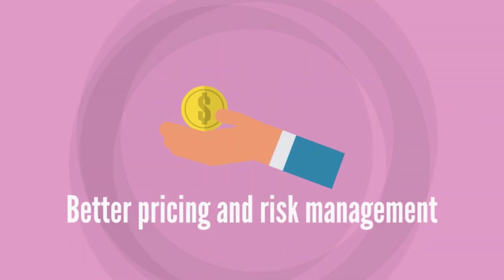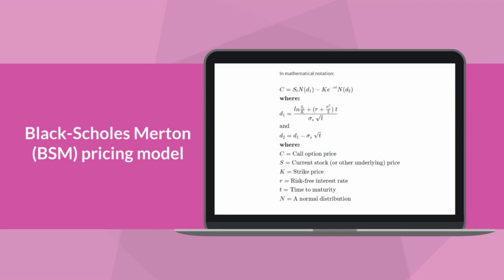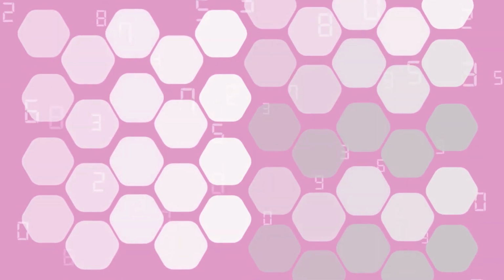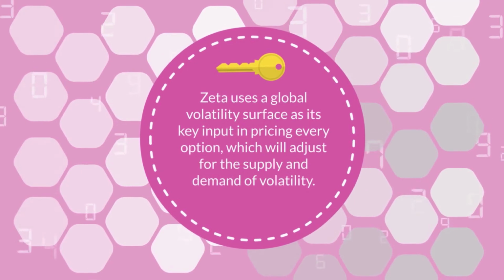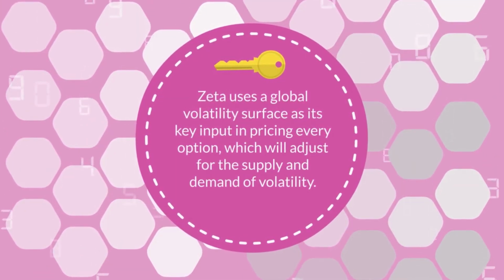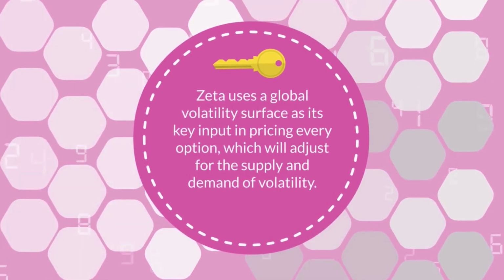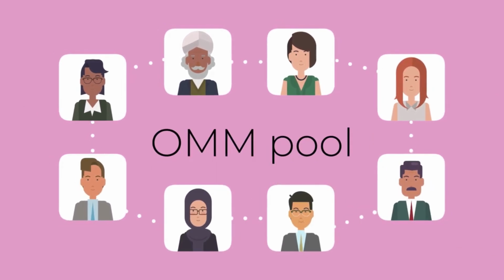Better pricing and risk management. ZETA's OMM uses the Black-Scholes-Merton BSM pricing model to derive prices for options across all strikes. In order to quote market-driven prices and minimize any risk imbalances, ZETA uses a global volatility surface as its key input in pricing every option, which will adjust for the supply and demand of volatility. ZETA allows everyone to participate in the process of market making by depositing liquidity into the OMM pool.